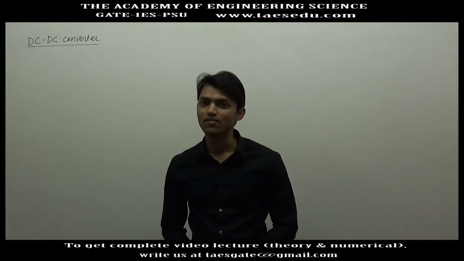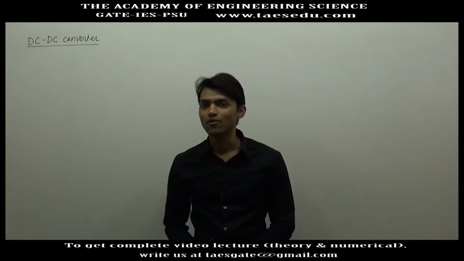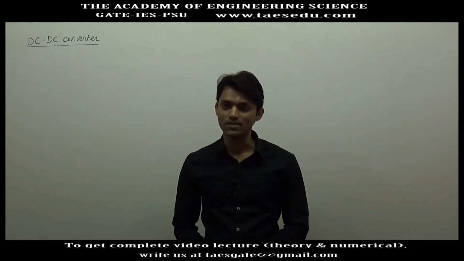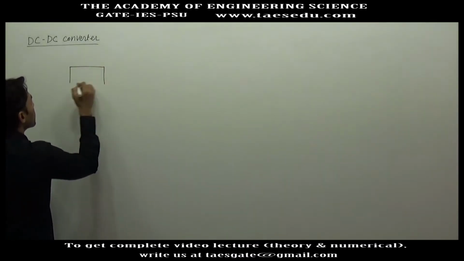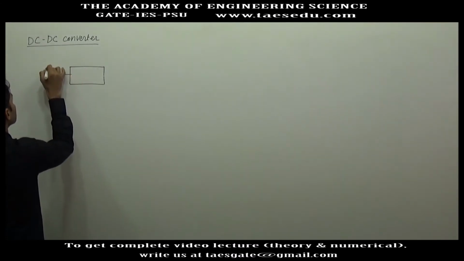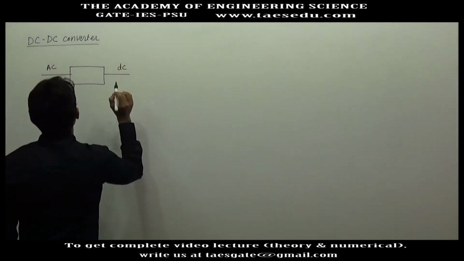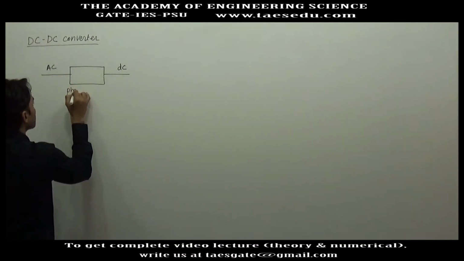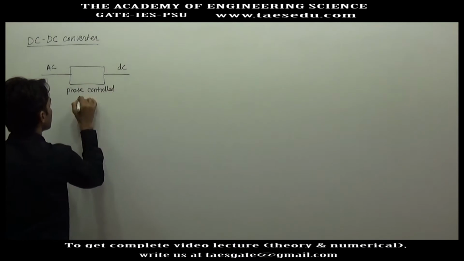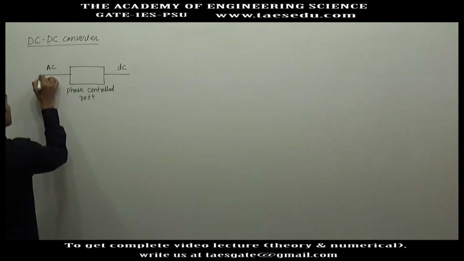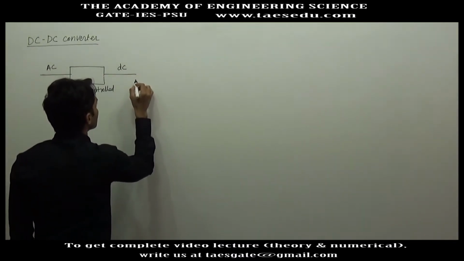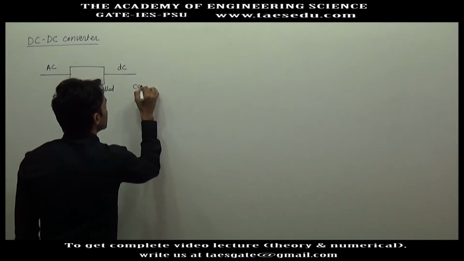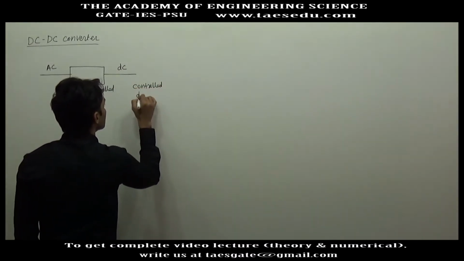Hi guys, in DC to DC converter we will have a fixed DC voltage source, and in the output we require a variable DC source. We have already studied AC to DC converter. This is also called phase control rectifier, where we have a fixed AC source and in the output we desire controlled DC voltage.